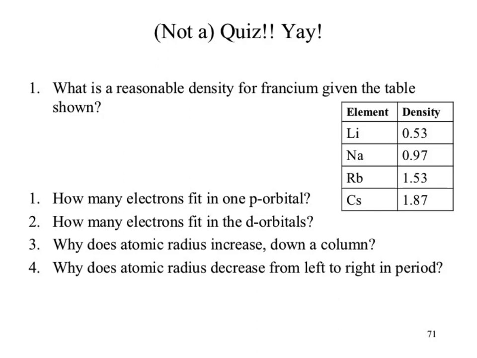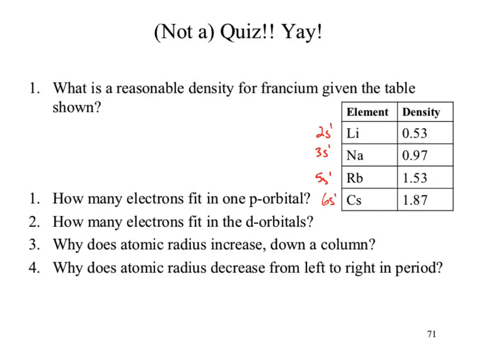Down a column, what happens to the last electron? So lithium's electron configuration was what? Last electron: 2s1. Sodium? Rubidium? 5s1. I was being kind of annoying there, but not intentionally. That's just the way it was written. Rubidium's a little bit lower than potassium. Cesium? 6s1.